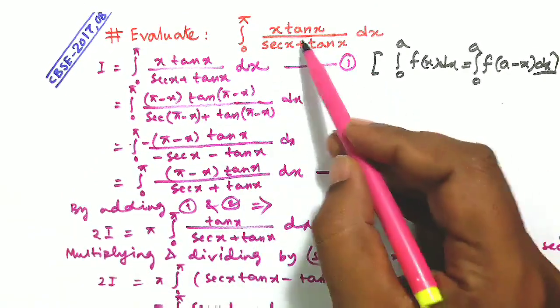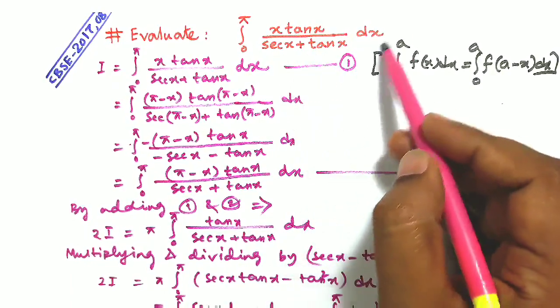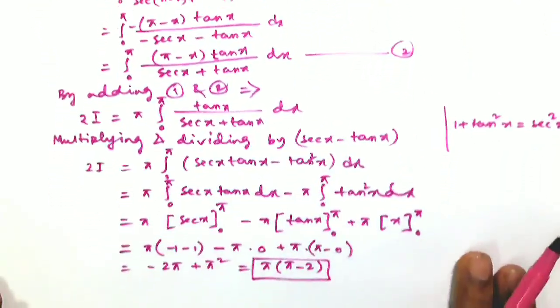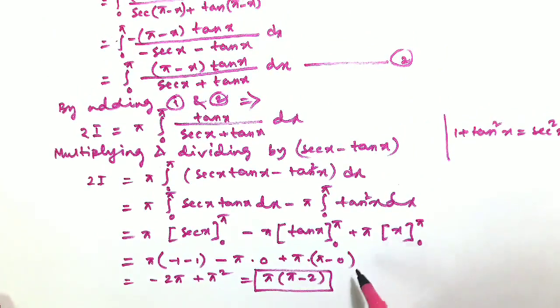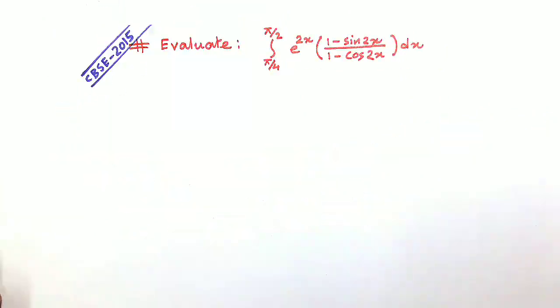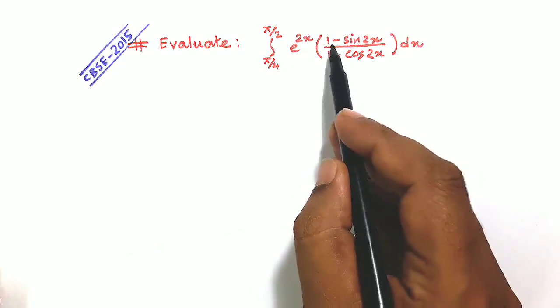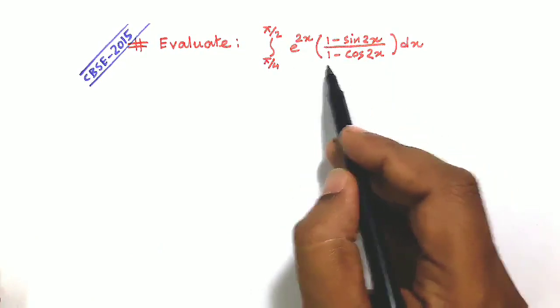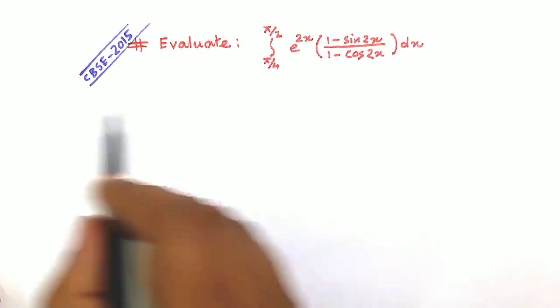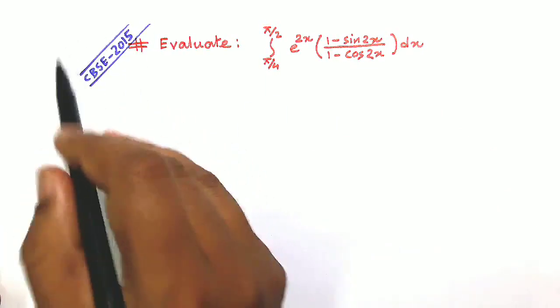Integration 0 to pi x tan x upon sec x plus tan x dx is equal to pi into pi minus 2. We shall go to the next question. Our next question is: evaluate integration pi by 4 to pi by 2 e to the power 2x into 1 minus sin 2x upon 1 minus cos 2x dx. It is taken from CBSE 2015.